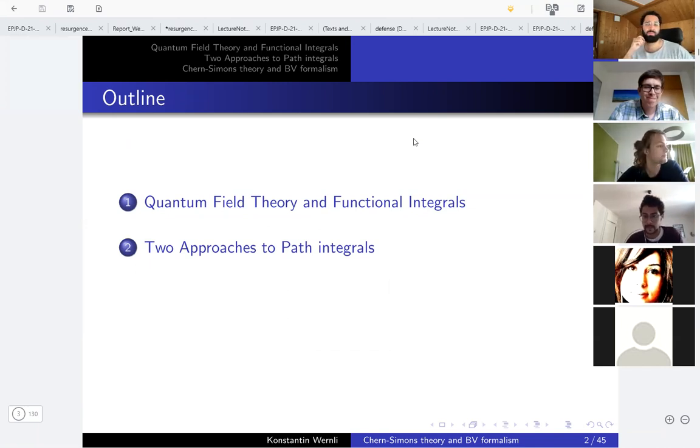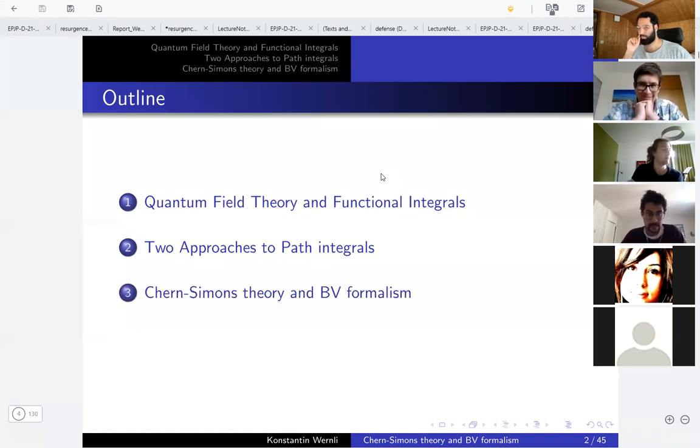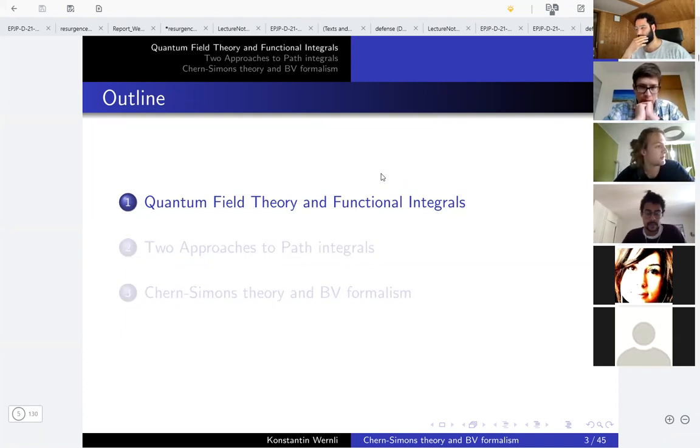So I'll talk a bit first about the way I see quantum field theory and functional integrals. And then I'll talk about two different approaches to path integrals. So path integrals and functional integrals are the same. This is a typo. And then lastly, I'll talk about the path integral in Chern-Simons theory and BV formalism.